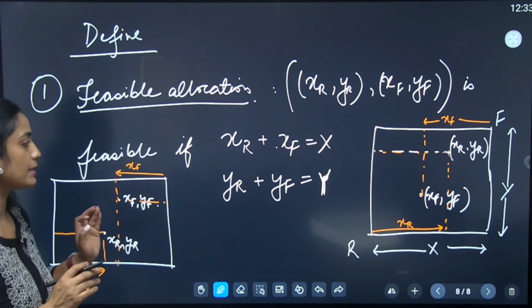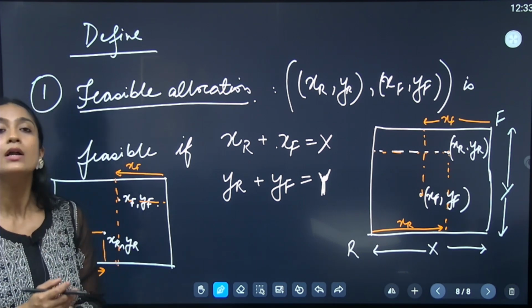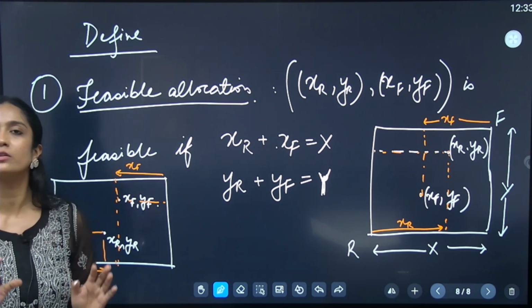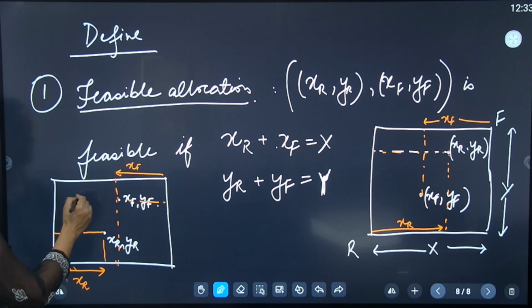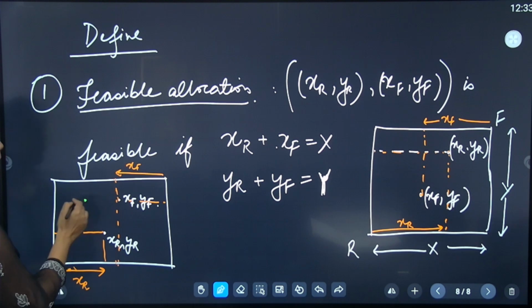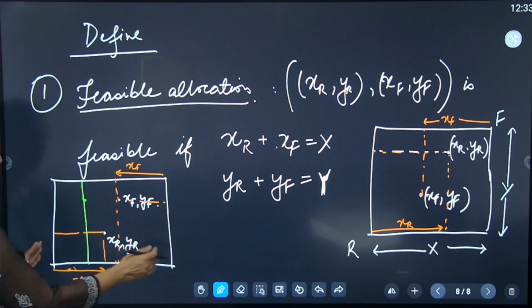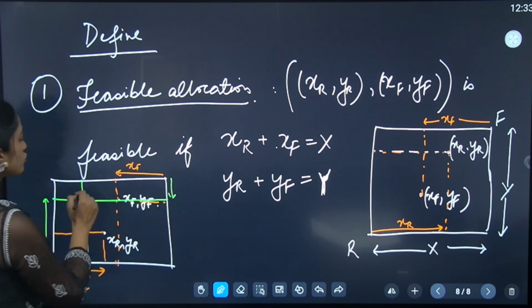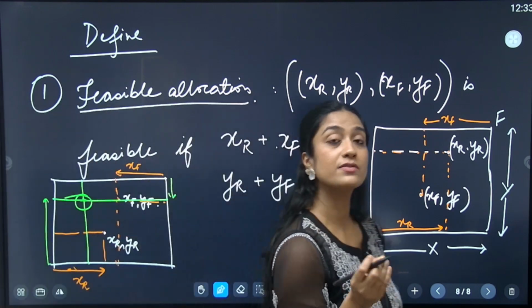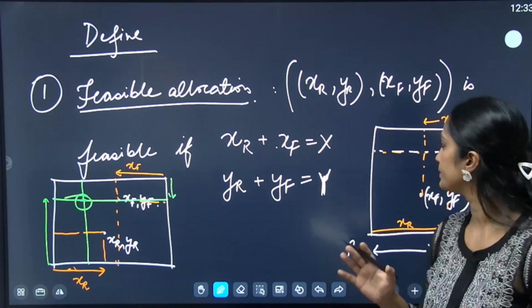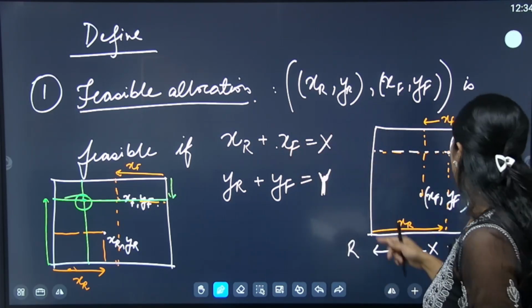The only allocations which are feasible in this economy will be the allocations which can be represented by a single point on the Edgeworth box. If you have a single point representing the bundles of both Rahul and Fiza, that means a point like this will necessarily add up to the total allocation of X as well as to the total allocation of Y. So only those allocations which can be represented by a single point on the Edgeworth box will be considered as feasible allocations. All right. This is the first definition, which is feasible allocation.